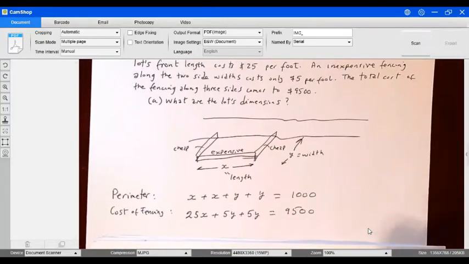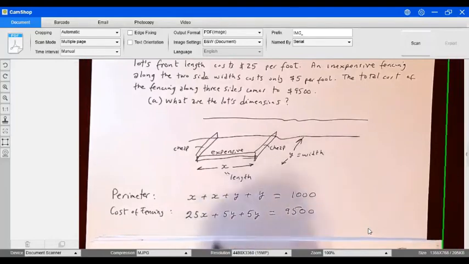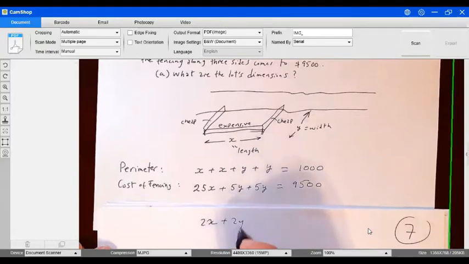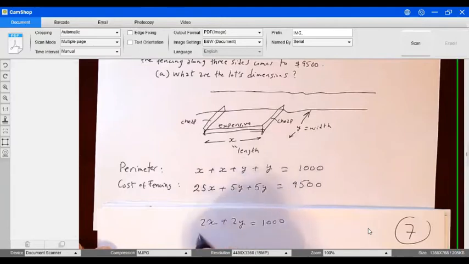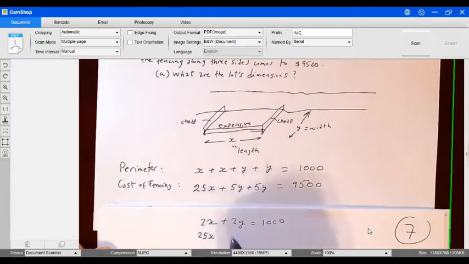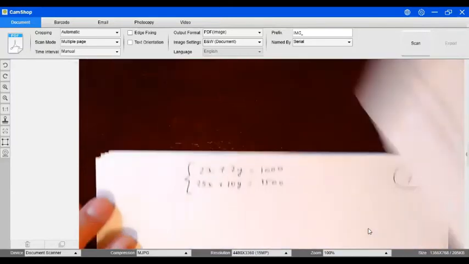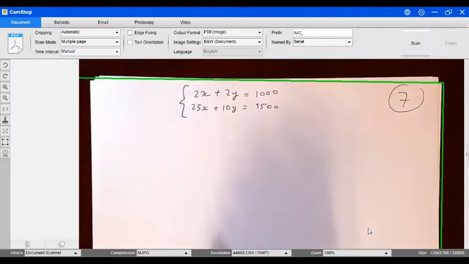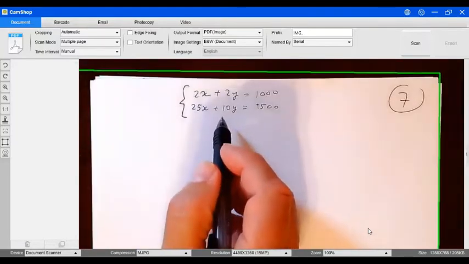Now we're going to simplify these equations to get the system that we're going to solve. We have 2x plus 2y equals 1,000, and we have 25x plus 10y equals 9,500. That's the system of linear equations that I'm going to solve to find the dimensions of the lot, because x is the length and y is the width.